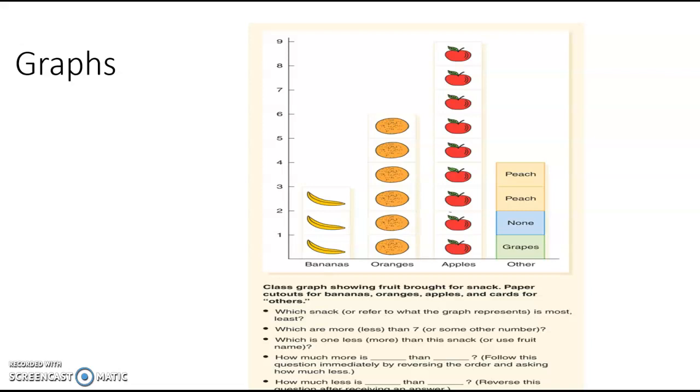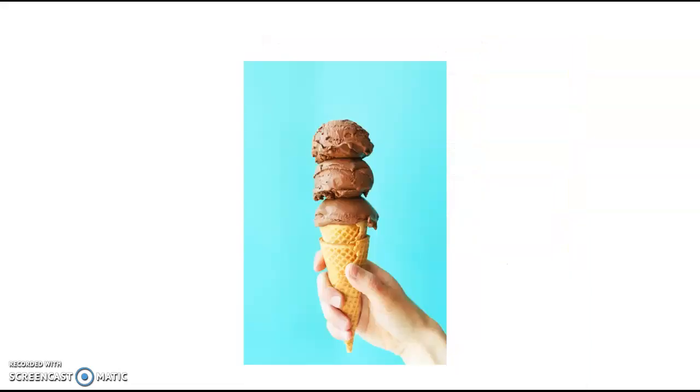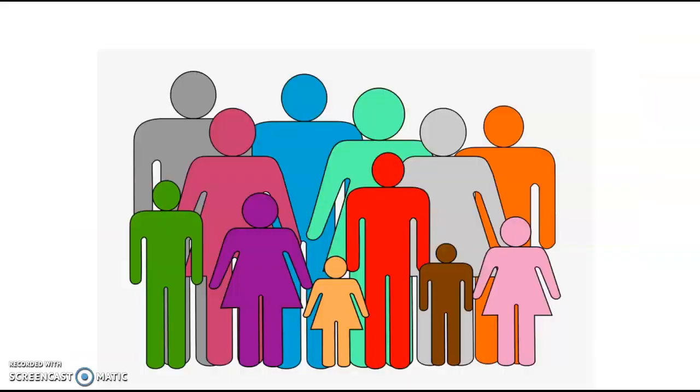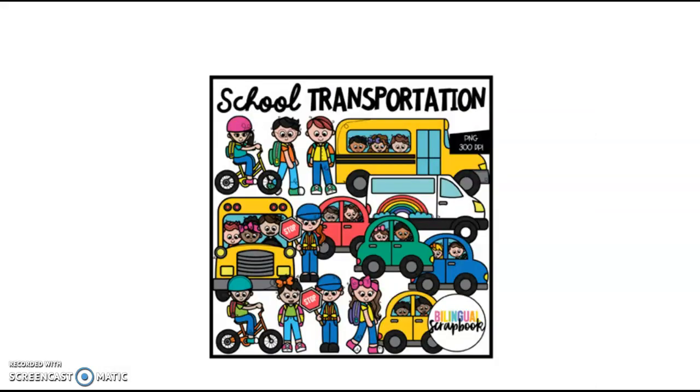And as you can see, a lot of students, the majority, brought bananas, oranges, and apples, and students were able to group these numbers together, as well as the other ones like peach and grapes or none, into a specific chart, and they are able to see where everything lies. They can talk about their favorite ice cream, their favorite fruit, and then they are able to incorporate and gather data of other students, such as family members, who lives with who, and how they get to school.